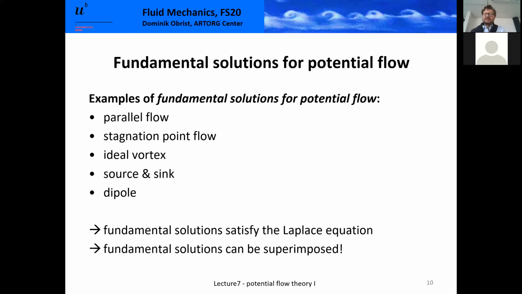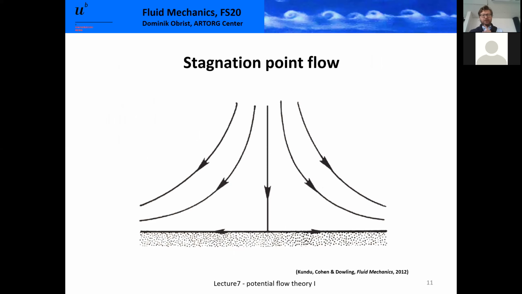And because these equations are linear equations, every solution of a linear equation can be superimposed. So we can add up multiple of these fundamental solutions, and the sum of them will still be a solution. And that's about where we ended last week, and that's where I would like to pick up again. But let's quickly go through these fundamental solutions. Stagnation point flow, we'll actually look at this again a few minutes later.